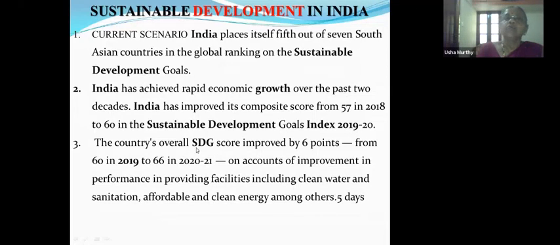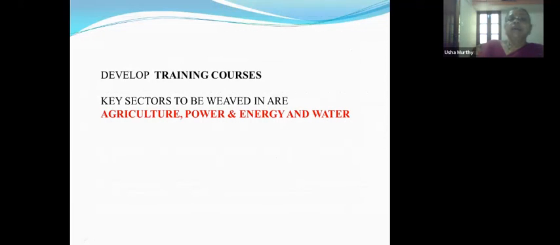The country's overall Sustainable Development Goal Index score improved by 6 points, from 60 in 2019 to 66 in the current year, that is 2021, on account of the improvement in effort and performance in providing facilities, including clean water and sanitation, affordable and clean energy, among others. And then, of course, they are mainly aiming at the key sectors: agriculture, power, energy, and the water sectors.